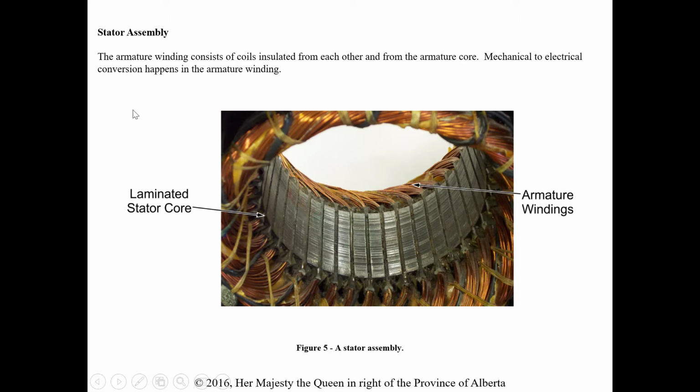Your stator assembly. The stator is where the armature windings are, where the voltage is being induced, so voltage that we can now use to hook up to our loads. The armature winding consists of coils, and they're insulated from each other and from the armature core. Mechanical to electrical conversion happens in the armature winding. Basically that's where the voltage is being induced. These are all armature windings, but they are laminated and separated from each other as well.